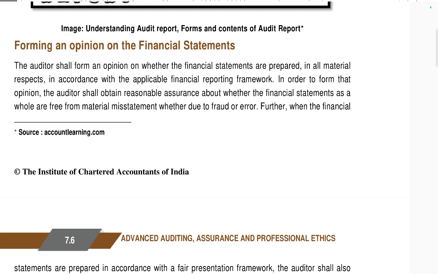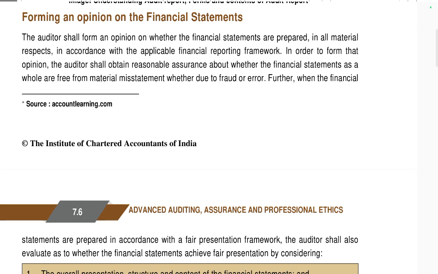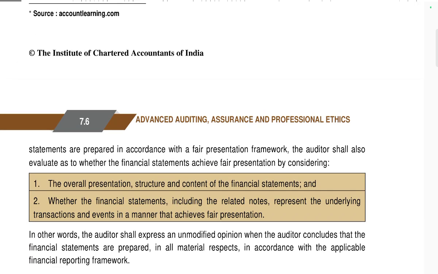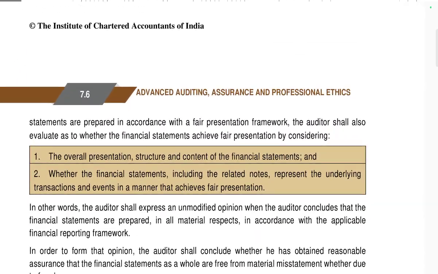The auditor shall form an opinion on whether the financial statements are prepared, in all material respects, in accordance with the applicable financial reporting framework. In order to form an opinion, the auditor shall obtain reasonable assurance about whether the financial statements are free from material misstatement, whether due to fraud or error, and whether the financial statements are prepared in accordance with the applicable financial reporting framework.